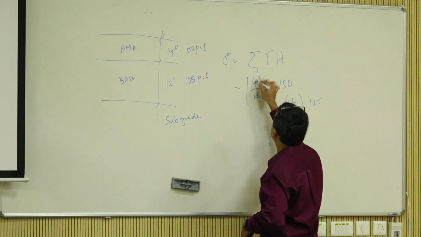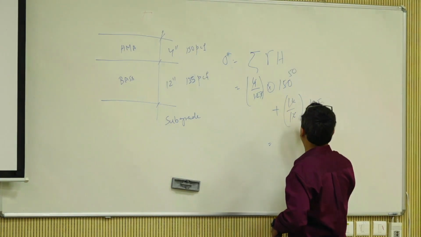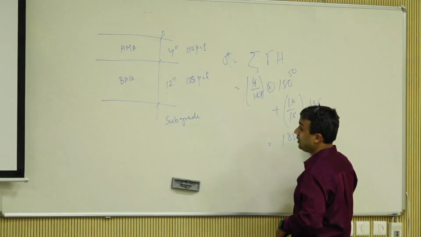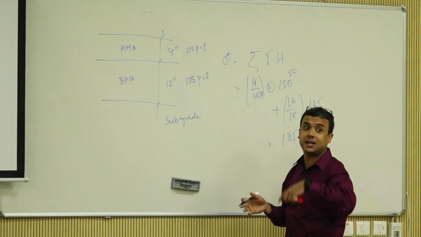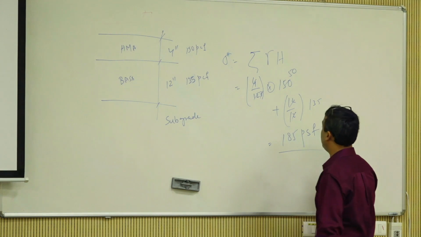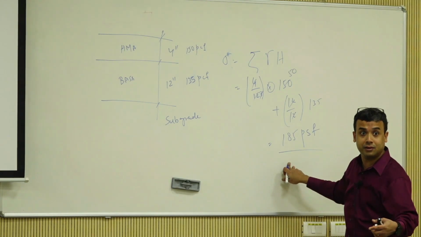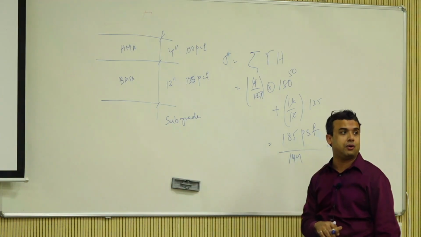So this is 50, this is 185. What units? PSF, pounds per square foot. We're going to make it into pounds per square inch. What do you divide by? Square of 12, which is 144. So 185 divided by 144. Give me the number.